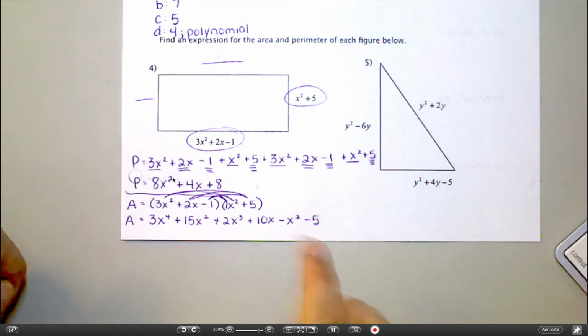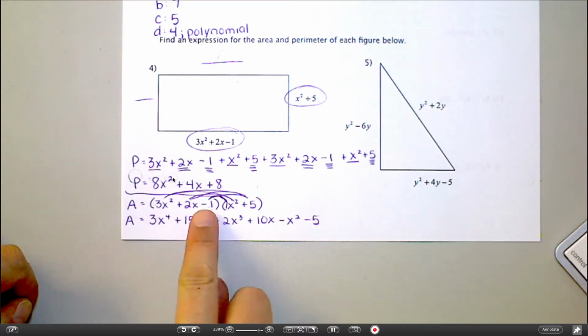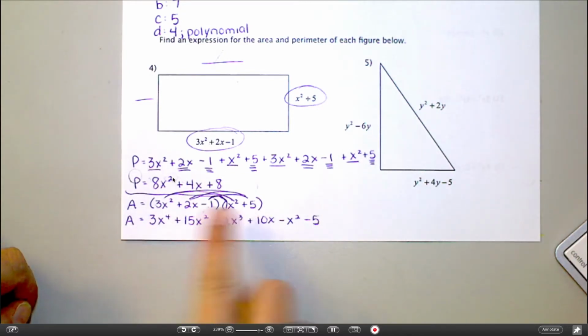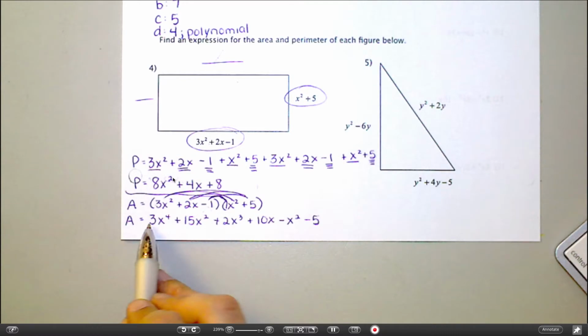Again, a good way to check. I've got 3 terms here and 2 terms here. So altogether, when I multiply together, I should end up with 6 terms. Now I need to combine.